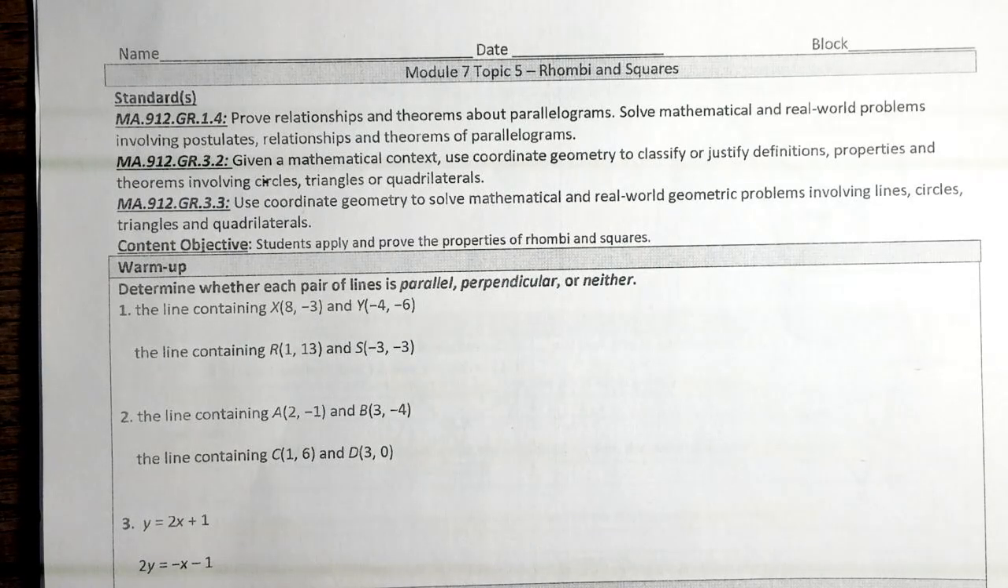Welcome back, students. In this video, we're going to do Module 7, Topic 5, Rhombi and Squares. This is page 13 of the Module 7 packet.